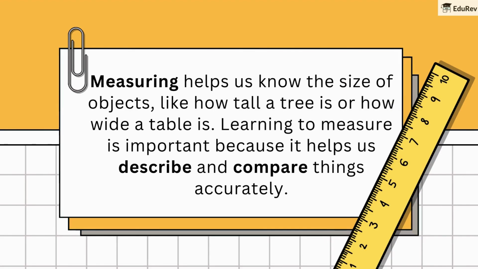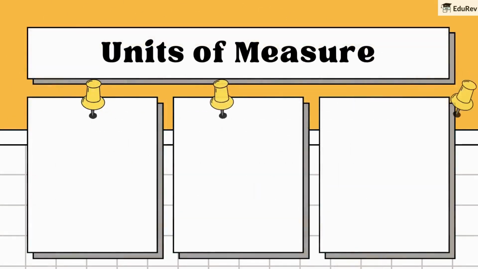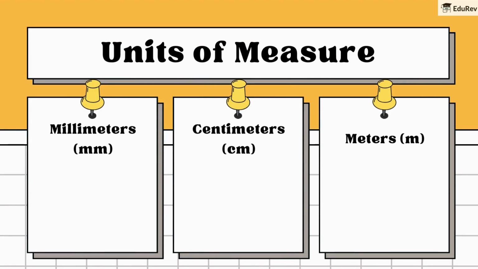Measuring helps us know the size of objects, like how tall a tree is or how wide a table is. Learning to measure is important because it helps us describe and compare things accurately. Let's dive into the world of measuring units. We have millimeters, centimeters, and meters.